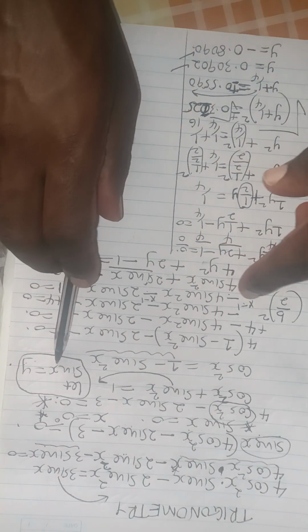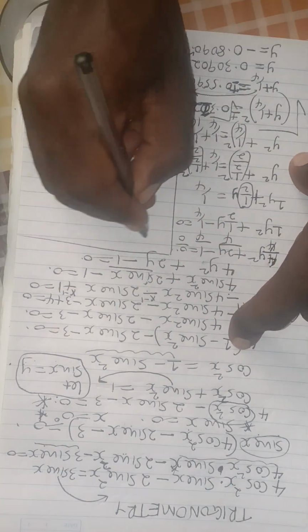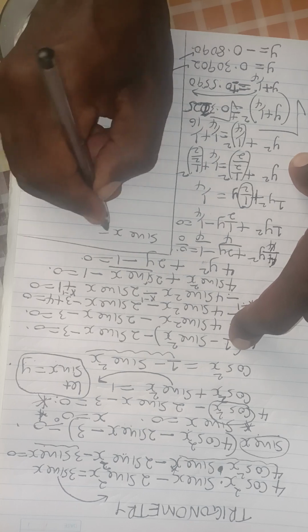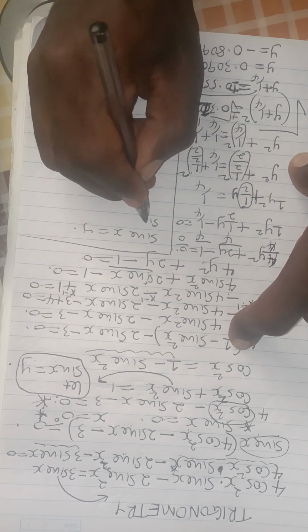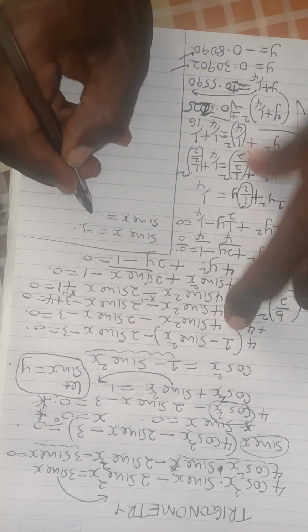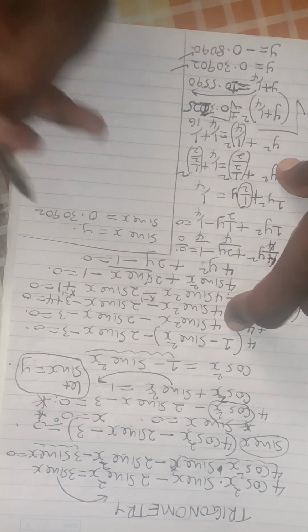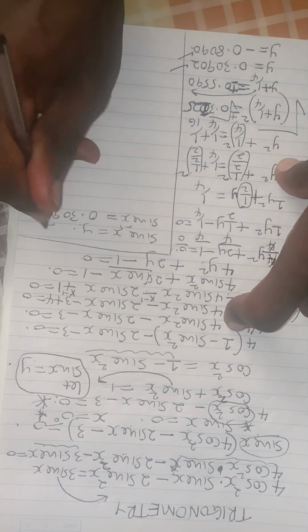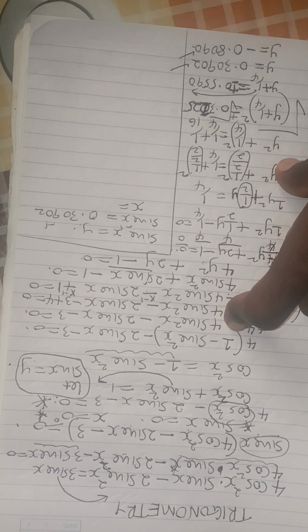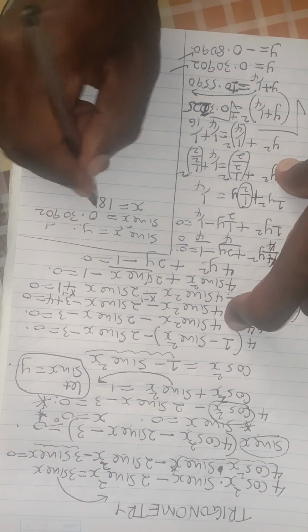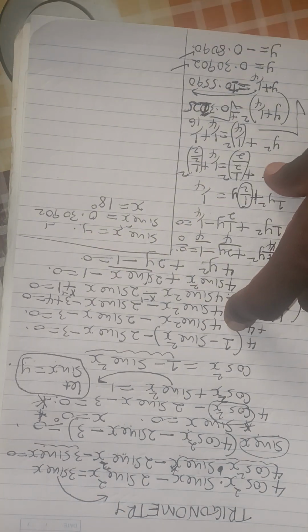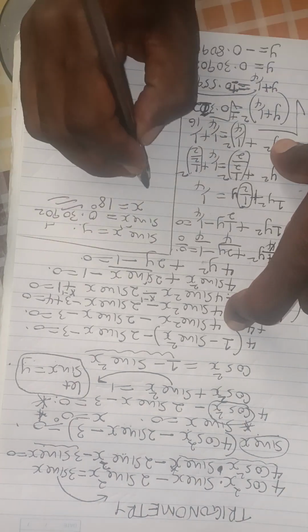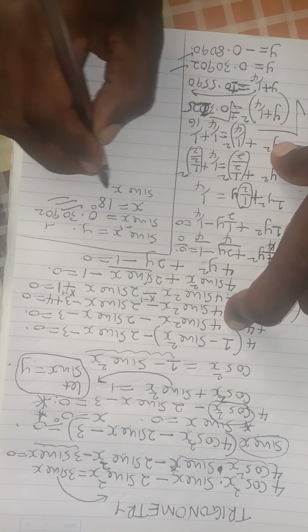But now we need to get the value of x and not y. We shall come here and say sin x, we said it's supposed to be y. So sin x is equal to our first y, which is 0.3092. So just get the sine inverse for us to get x. So shift and then sine of 0.3092. So 18 degrees. It's just 18 degrees.